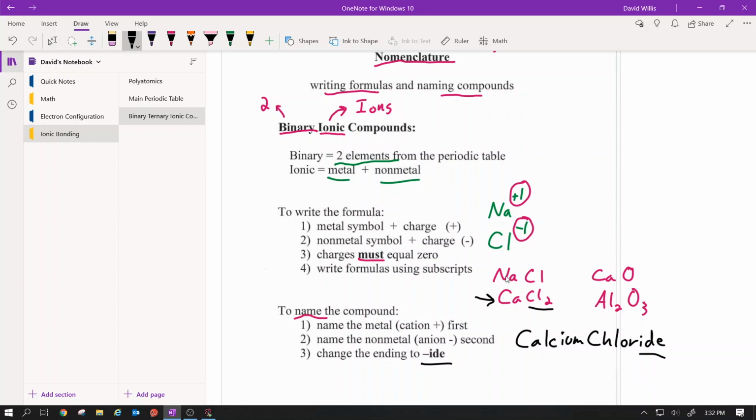This would be sodium chloride. This would be calcium oxide. This would be aluminum oxide. Should we write how to name the compound? Let's go ahead and write that down. Name the metal, name the non-metal, and change the ending to "ide."